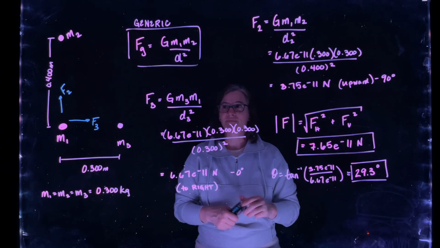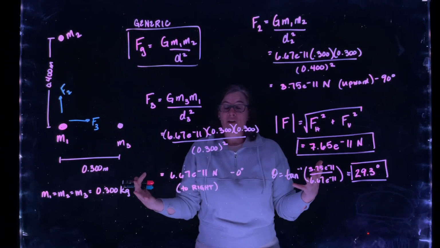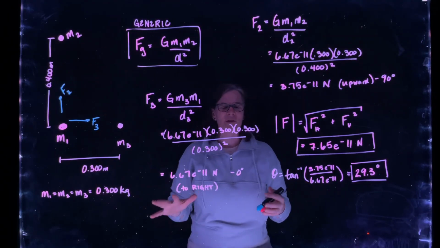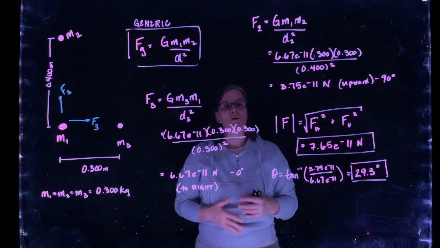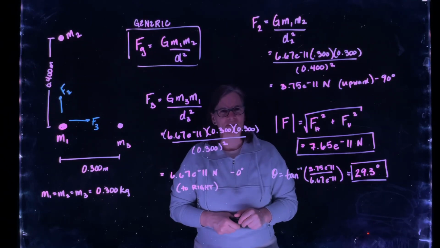All right, so we can use Newton's law of gravitation to again look at the net gravitational force on a single object by just looking at each force individually and then using our vector algebra to put it together. Good job.